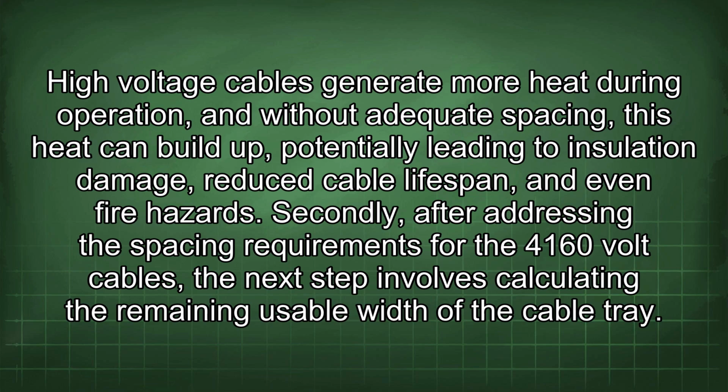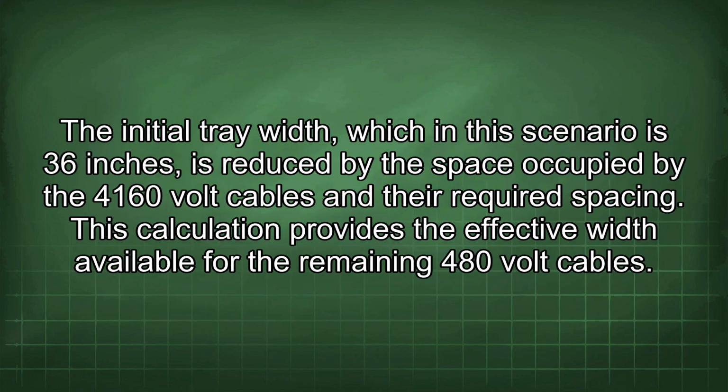Secondly, after addressing the spacing requirements for the 4160 volt cables, the next step involves calculating the remaining usable width of the cable tray. The initial tray width, which in this scenario is 36 inches, is reduced by the space occupied by the 4160 volt cables and their required spacing. This calculation provides the effective width available for the remaining 480 volt cables.